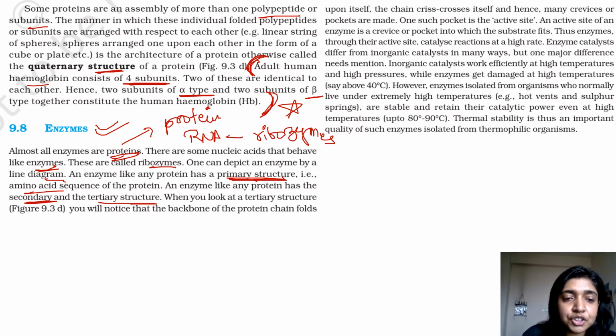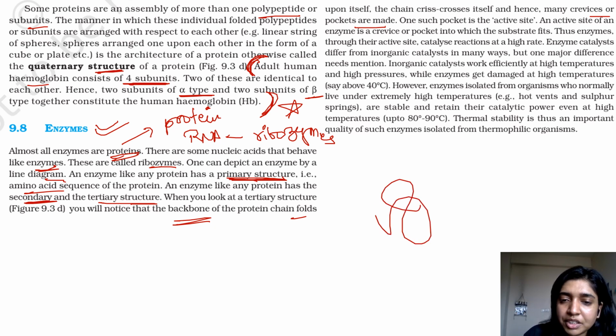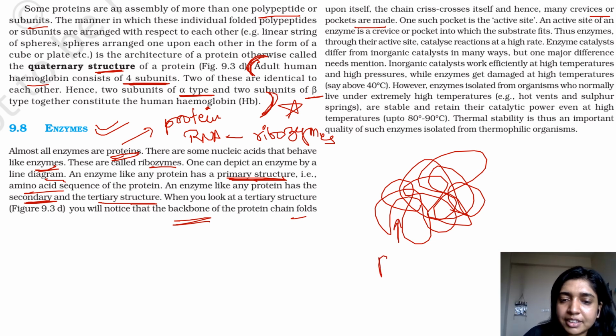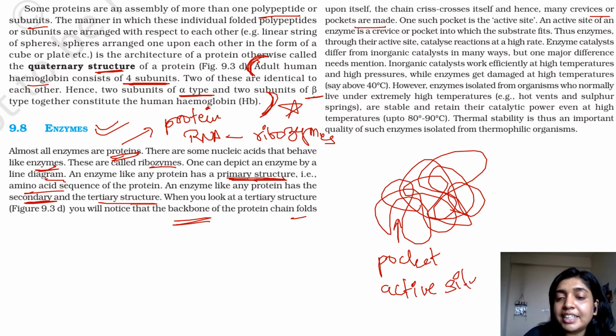So when you look at the tertiary structure, you will notice that the backbone of the protein chain folds upon itself. The chain crisscrosses itself, and hence many crevices or pockets are made. For example, if a protein is folding in such a manner, this is a pocket that is formed. This pocket is basically representing your active site. The active site has a collection of amino acids, and these amino acids are the ones playing the catalytic role. So one such pocket is the active site.